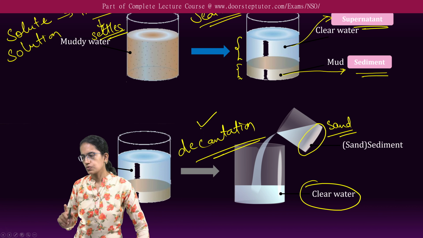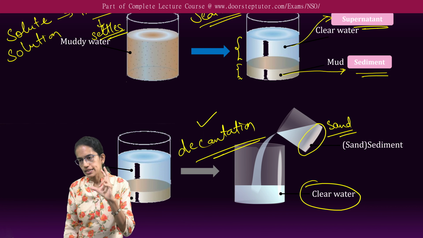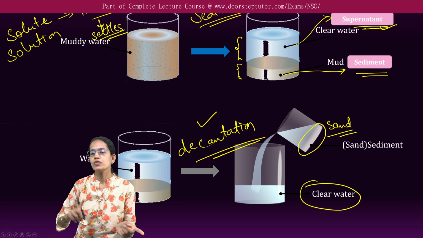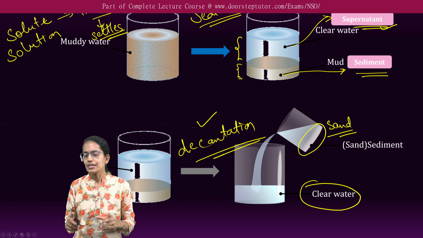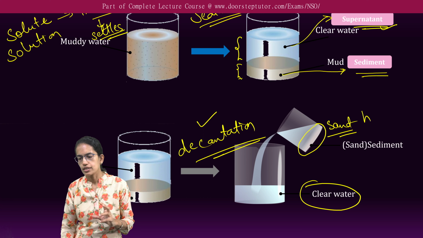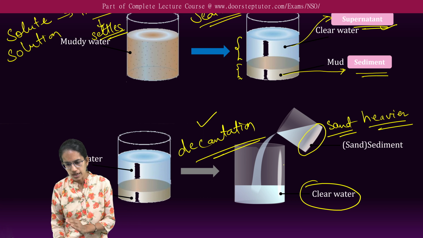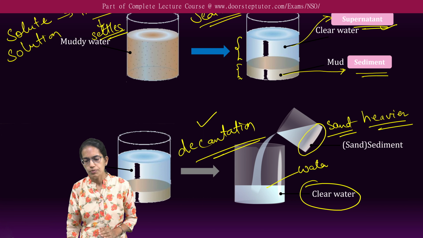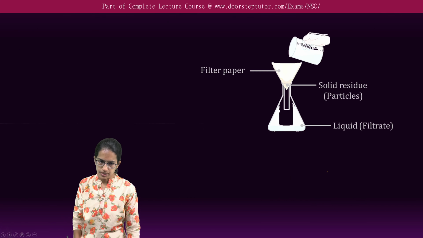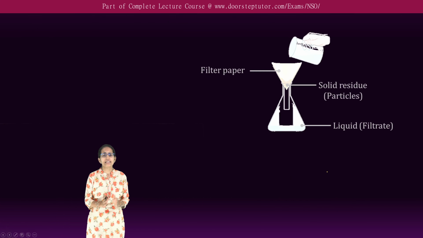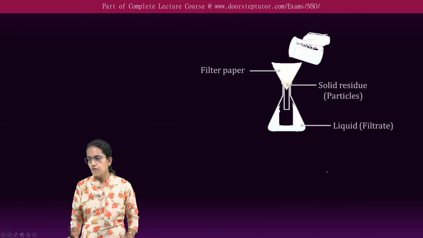So two processes we have understood. The supernatant which was left is now transferred into another beaker, and the heavier sand which was there remains behind. So this heavier sand would remain behind and the fresh water would be poured into a separate container. The next is the process which is known as filtration.